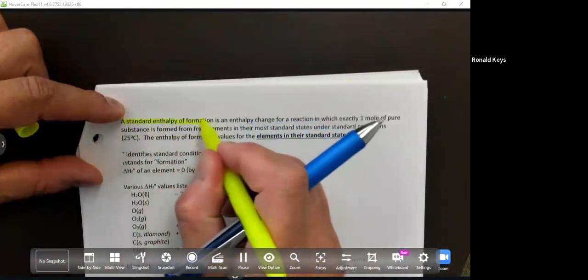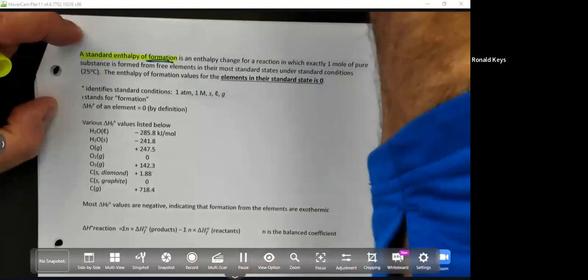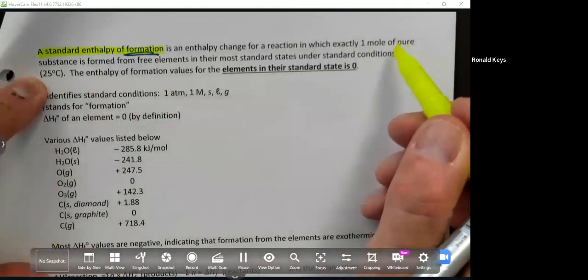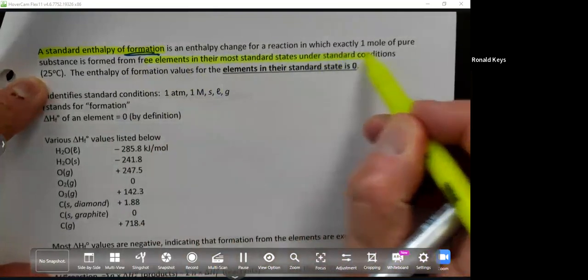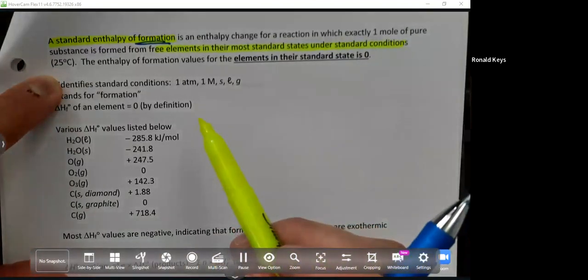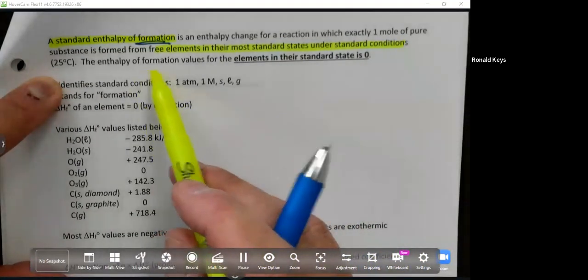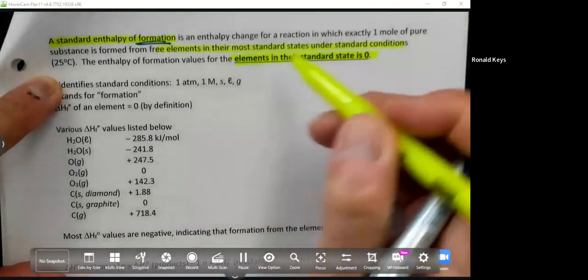Okay, now we are going to do what's called the standard enthalpy of formation. It's the enthalpy change for a reaction in which exactly 1 mole of pure substance is formed from free elements in their most standard states. So if you were trying to make water from hydrogen and oxygen, the enthalpy of formation value for elements in their standard state is 0. It doesn't take any energy to make oxygen. We can take it right out of the air. It's already made for us, right?